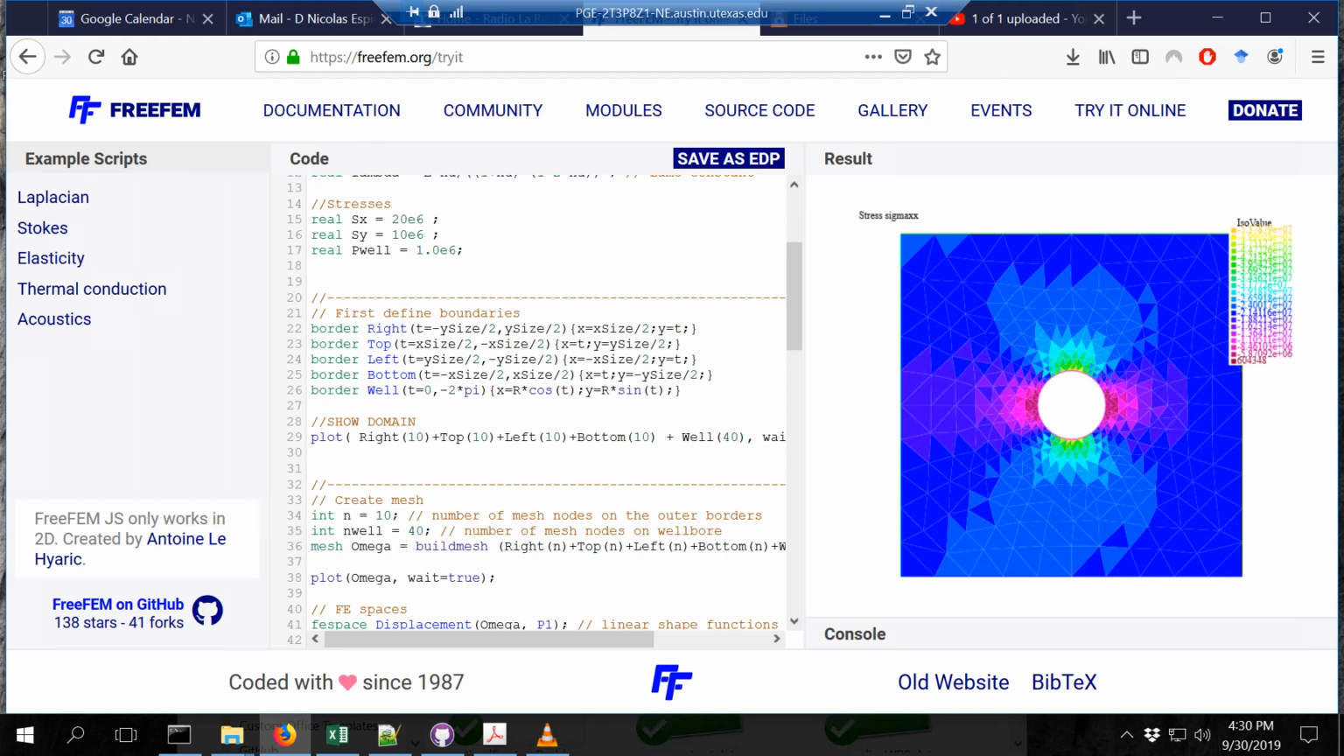Is the order you type those in important? The order that you type this, it's how it goes. So it goes right, top, left, bottom, and then it goes like this.